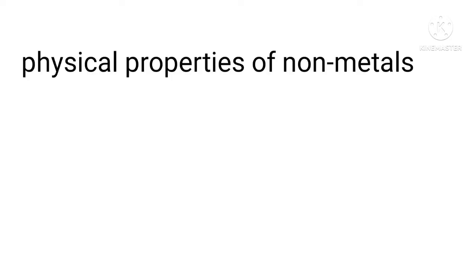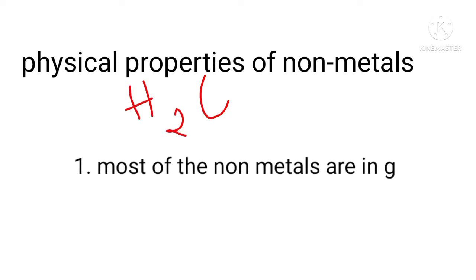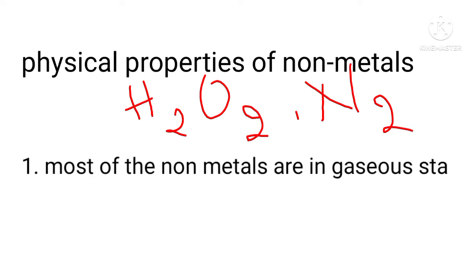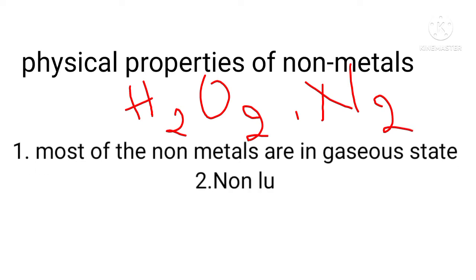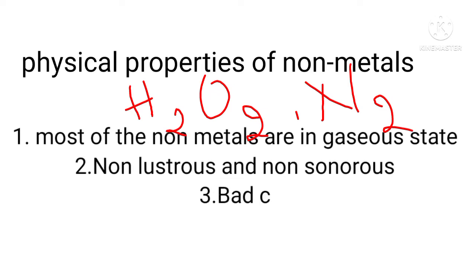When it comes to physical appearance of non-metals, most of the non-metals are gaseous in nature. Most of the non-metals are gaseous in state. For example, oxygen, hydrogen, nitrogen, argon, krypton. These are all examples of non-metals, and these are all in the gaseous form.